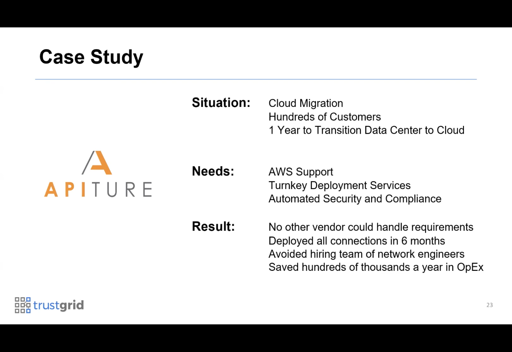We handled all of the vendor connectivity for them, so their AWS deployment of Trustgrid, and then all the FIs are running appliances with an Aperture logo on it that we shipped on-premise pre-configured, got the connections built, and are now managing that solution for them.